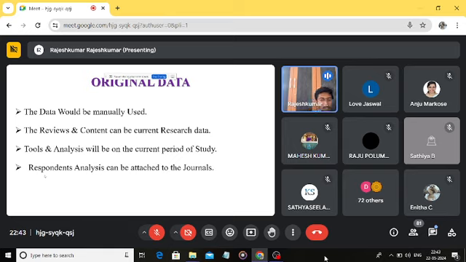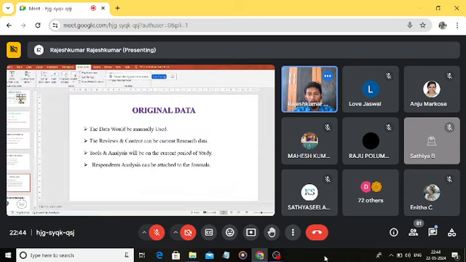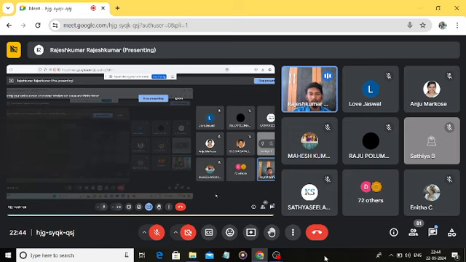So it can be a main thing. Who are all using the original data? What is called the original data? Why do we say original data? What does that mean?